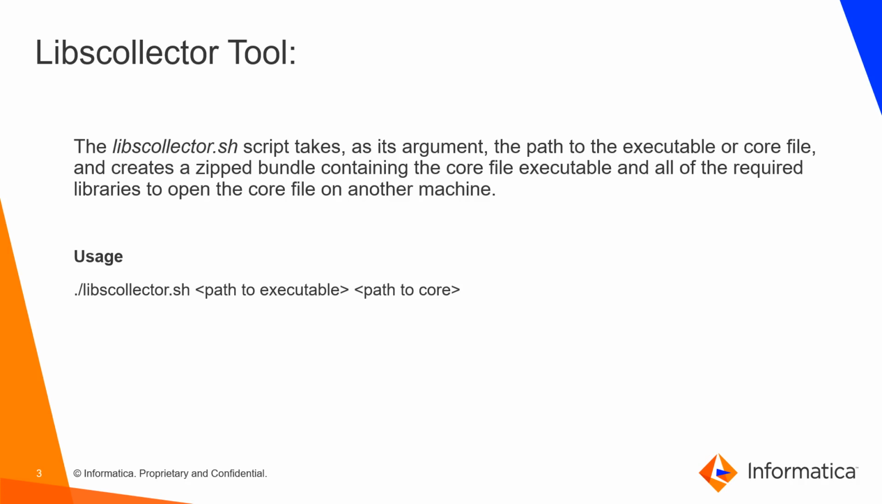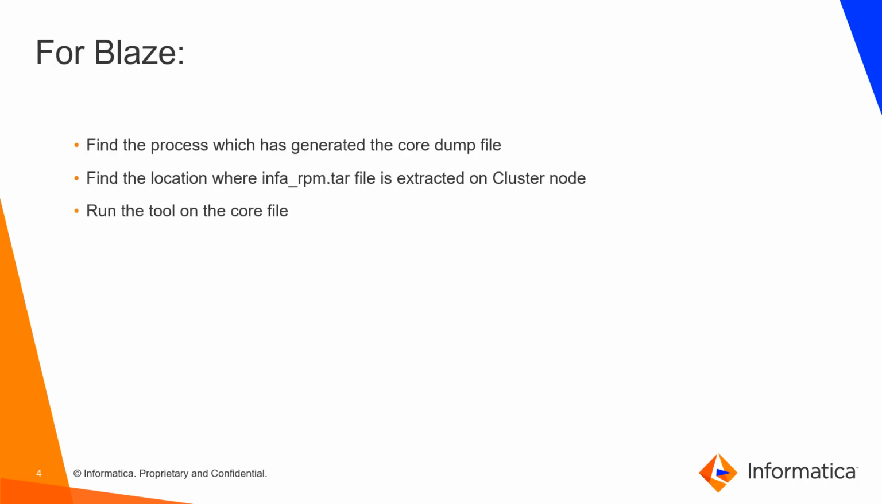The usage of the tool would be, we will be passing the path of the executable and the path of the core file. For Blaze, what are the prerequisites before we run the tool? We first have to find out which process has generated the core file. It can be pmdtm svc2, it can be def daemon process. So we have to run the file command on the core dump to find it out. Next, the LibsCollector script needs the path of the executable. So for example, if def daemon process has created the core dump file, we have to find out where this executable lies on my cluster node.